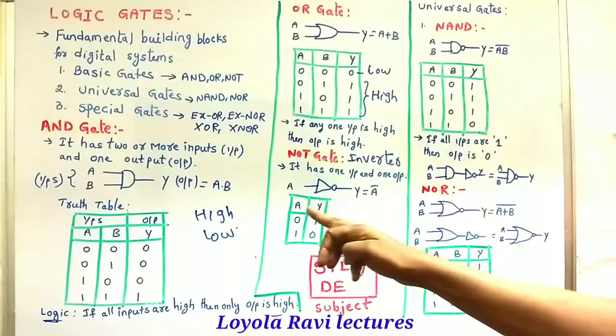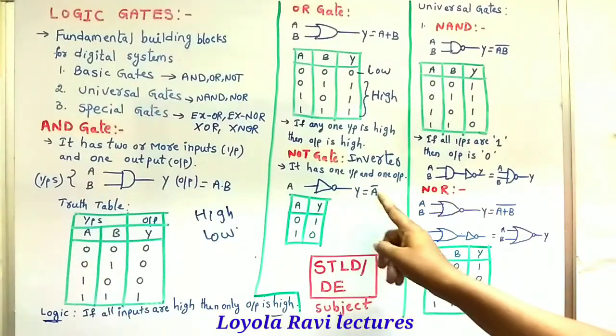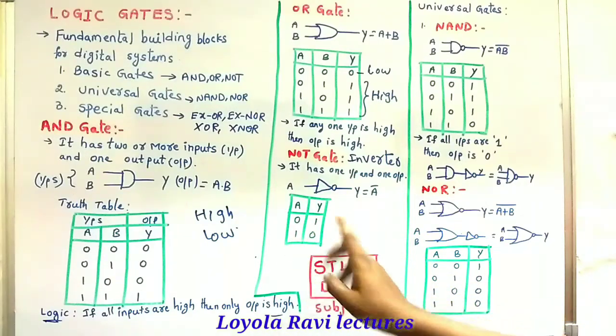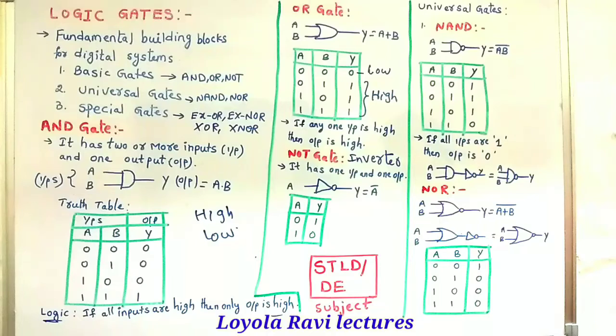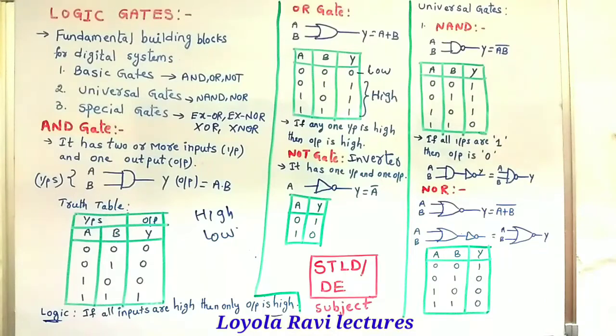Then truth table, A is input and Y is output. One input means how many possible combinations? 2 power 1, which is nothing but 2. 2 is nothing but 0 and 1. So if input is 0, what is output? 0 bar is 1. And if input is 1, 1 bar is 0. Okay, we are getting the complement as the output. Then in the same manner, go for universal gates.